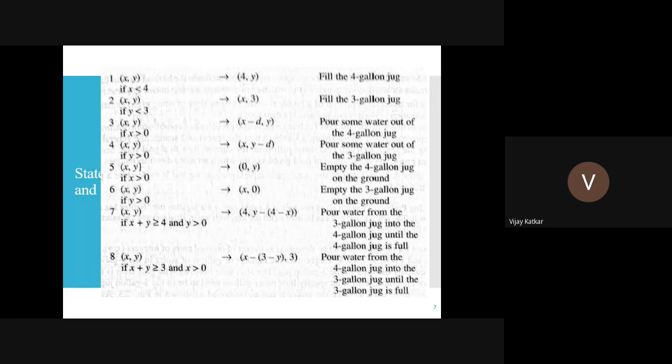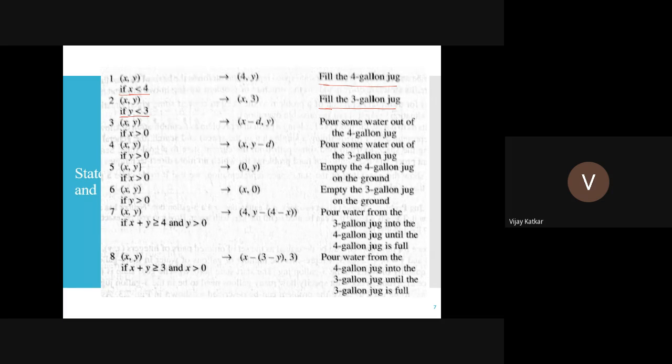So what are the possible movements? There are 12 possible movements. If in jug X the water is less than 4 liters, I can fill that jug up to 4 liters. If in jug Y the water is less than 3 liters, I can fill that jug to 3 liters. Means the first two rules are, I can fill jug X completely, and I can fill jug Y completely.